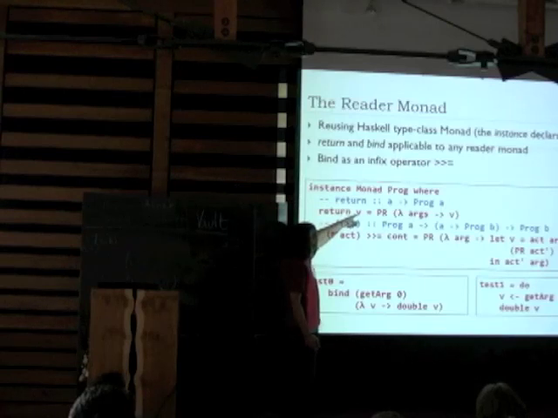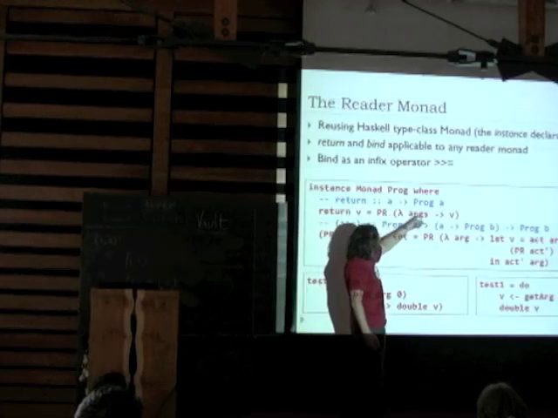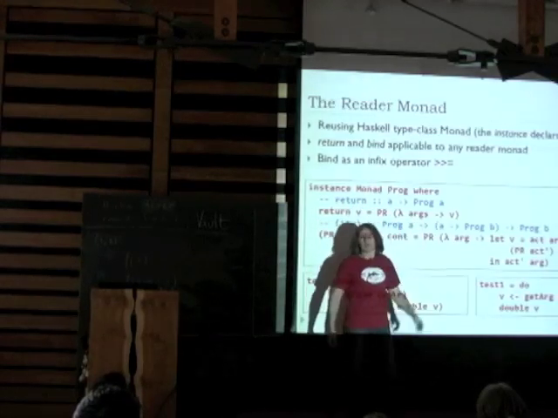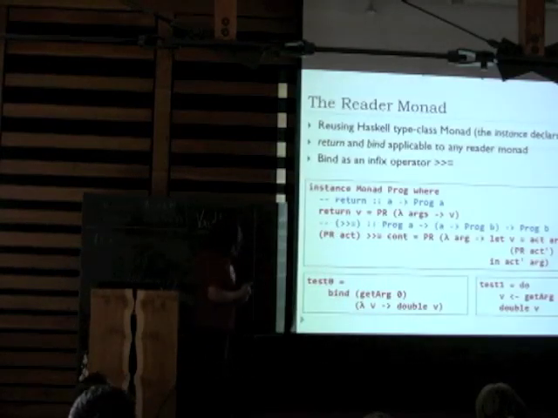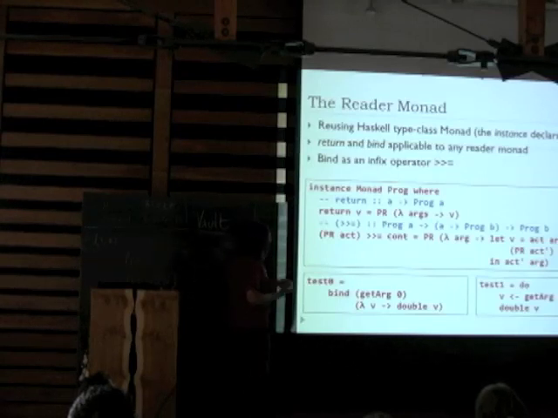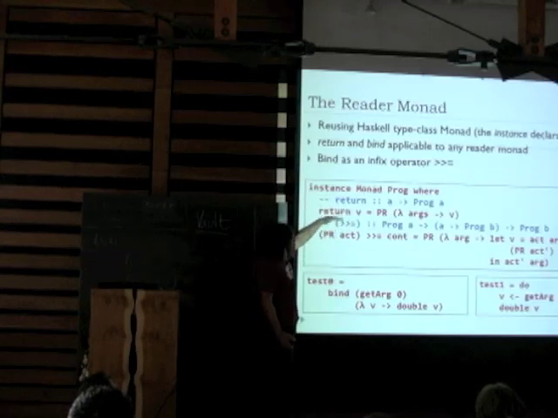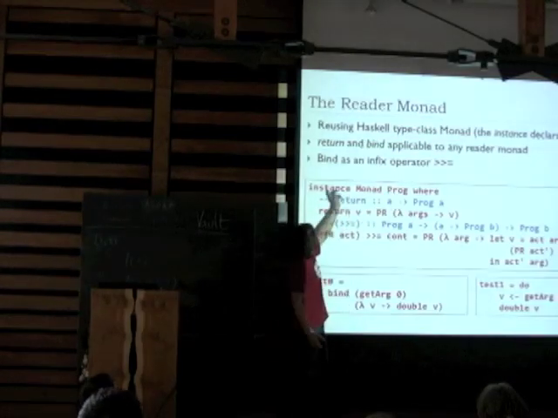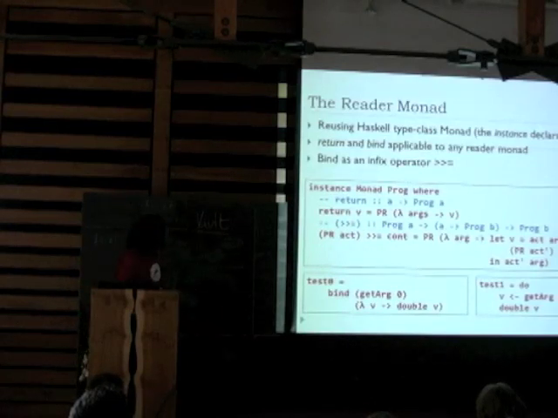Return takes a regular value, and it just returns an action that returns this value. So it just returns this value later, right? It produces a promise to return this value. And in fact, Monad is a type class in Haskell, so it has to define these two methods. And you say this prog guy is actually an instance of a general monad, right?